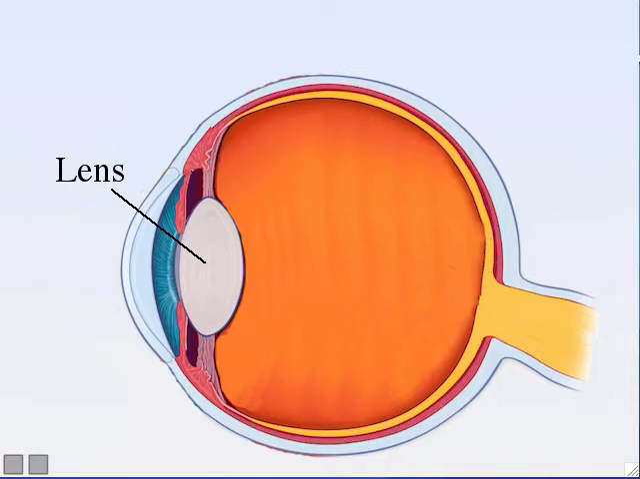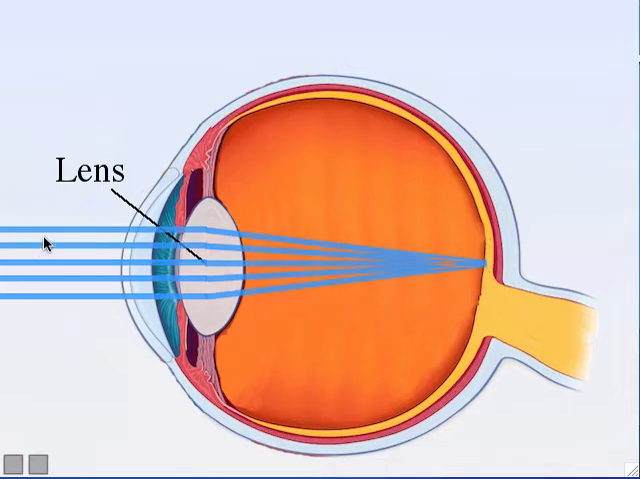And so let me show some light rays here. Here you see some light rays coming in, and those light rays pass through the cornea, and then pass through the pupil, and then pass into the lens. And the lens's job is to focus those light rays onto the retina.